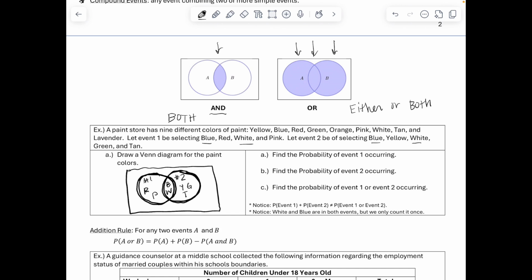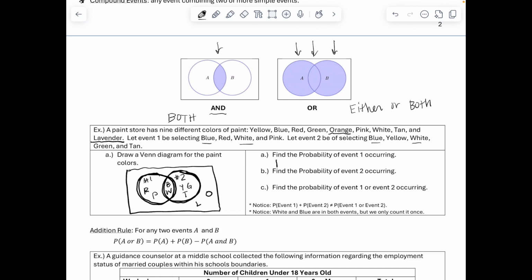Now we need to look at the colors, and ask whether there were any colors that were not accounted for in event 1 or event 2. And you'll notice that lavender is not in either of those events. And likewise, orange is not in either of those. So because they're not in event 1 or event 2, they are going to be in my rectangle on the outside but not inside those circles. So lavender and orange.